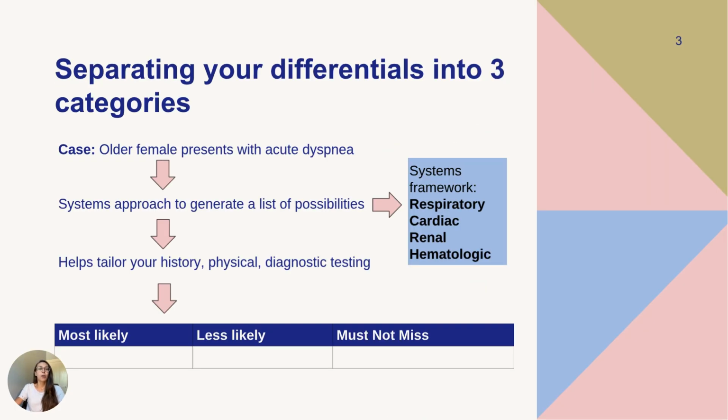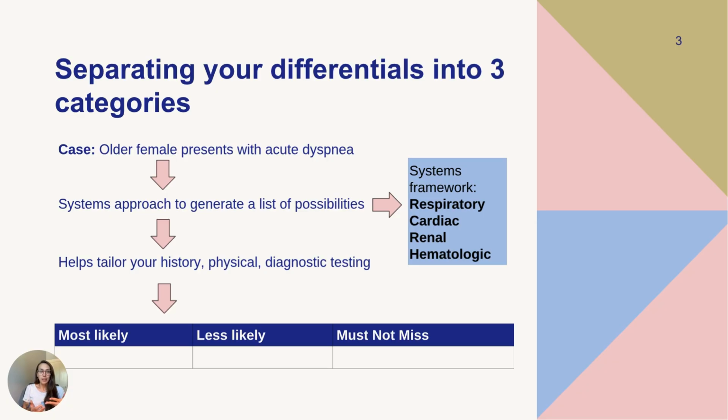So, first off, I think a nice way to tease your case apart is by separating it into three categories. So you want to know, at the end of seeing that patient, what's the most likely cause for their symptoms? What are the less likely causes and how have you ruled them out? And what are the must not miss diagnoses that you thought about and that you've either ruled out or you are actively trying to rule out?